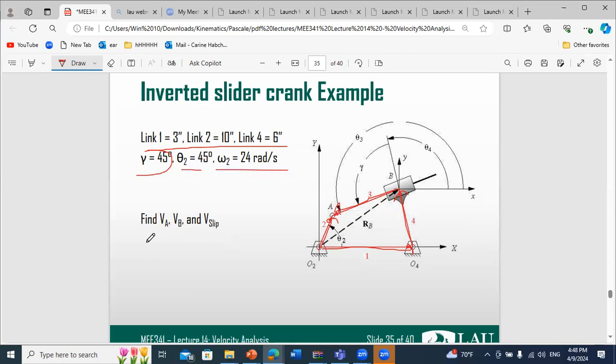And they are asking me to solve for velocity of A, velocity of B, and slipping velocity. So here, it's just an application. I already developed all equations. I start, of course, by position analysis to solve for theta 3, theta 4, because I need them to plug into the velocity equations to get my velocity unknowns. My velocity unknowns will be B dot, which is the slipping velocity, and theta dot 3, which is equal to theta dot 4. So omega 3 or omega 4 will be the same.